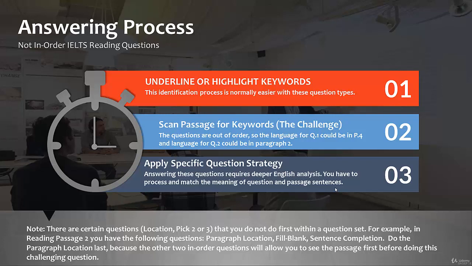And that's why for most of these questions that don't go in order, I normally tell students, if you have a question in a reading passage set that is not going in order, what you want to do is do that question last. Do the fill the blank question, then do the matching question, then go back and do the paragraph location question. That is the best strategy for handling questions that do not go in order. Because if you do the questions that go in order, it will give you an opportunity to look and review parts of the passage, and then you'll be able to go back and answer that question much, much easier.